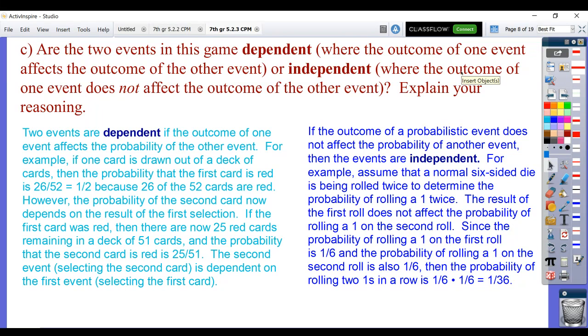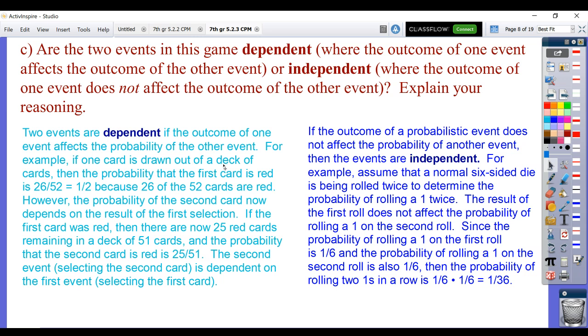This video is to help you with the concepts of independent and dependent events from sections 5.2.3 and then to talk about the homework. So first of all, we have a definition of dependent and independent events. Two events are considered dependent if the outcome of one event affects the probability of the other event. So one depends on the other, so it's called dependent.